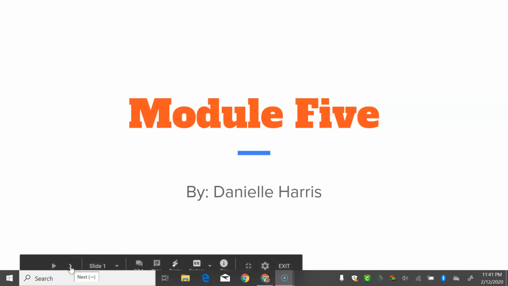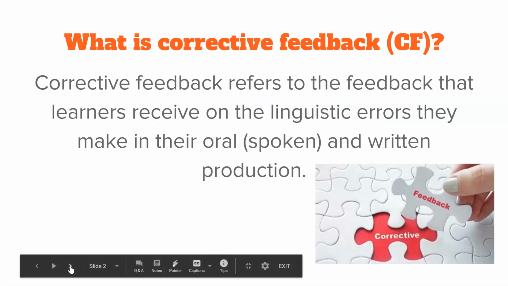Okay, this is the presentation for Module 5. We are in week 6. So this week we're going to talk about corrective feedback. Corrective feedback is the feedback that learners receive on their linguistic errors, so their language errors, and their errors could either be in oral form or written form, okay?